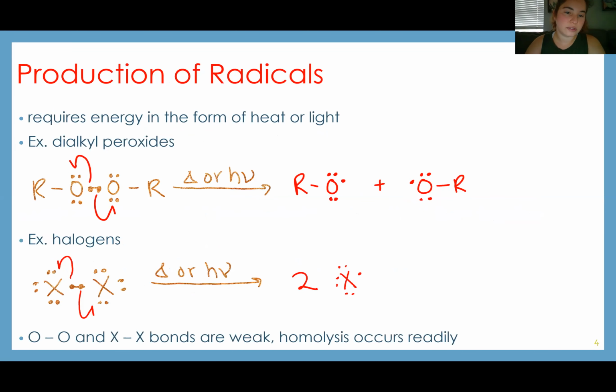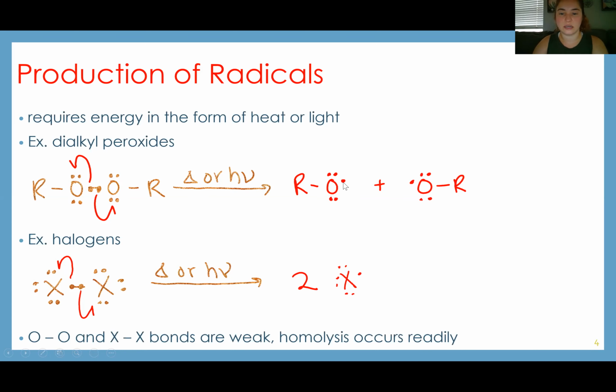So two of the types of radicals that we looked at yesterday were alkyl radicals, alkoxyl radicals and halogen radicals. So in order to form an alkoxyl radical, you will start with a dialkyl peroxide. So remember, peroxide is the name for an oxygen-oxygen bond. And then if you add heat or light to a dialkyl peroxide, the oxygen-oxygen bond is very weak. So homolysis will occur very easily and you'll end up with alkoxyl radicals.